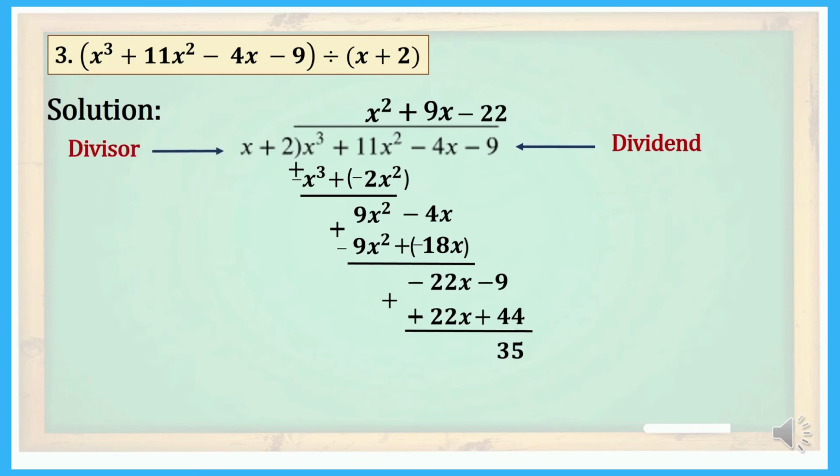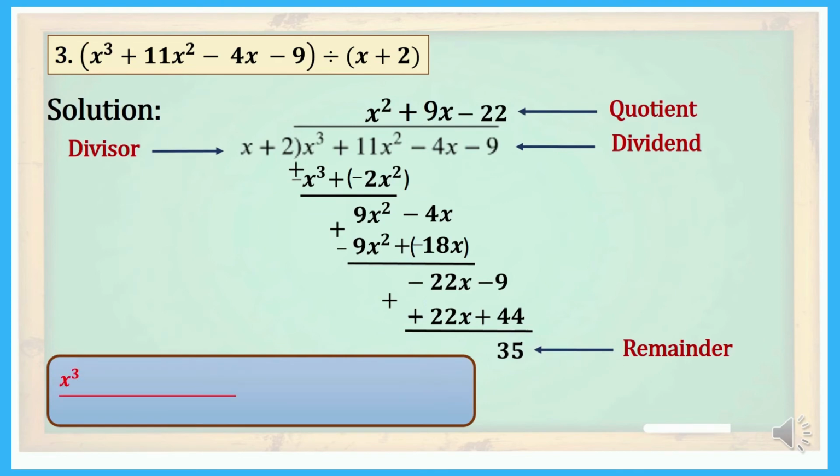So again, this is our dividend, this is our divisor, and this is our quotient, and this is our remainder. Then write your final answer in this manner: x cubed plus 11x squared minus 4x minus 9 all over x plus 2 equals x squared plus 9x minus 22 plus 35 over x plus 2. Since we have a remainder, write the remainder in your final answer. But if the remainder is 0, do not write it anymore.